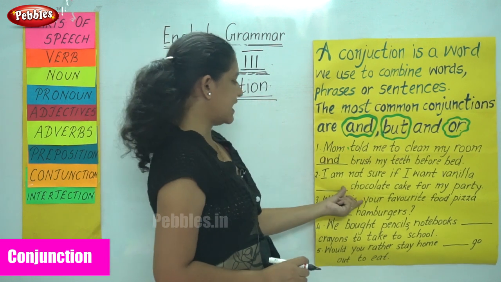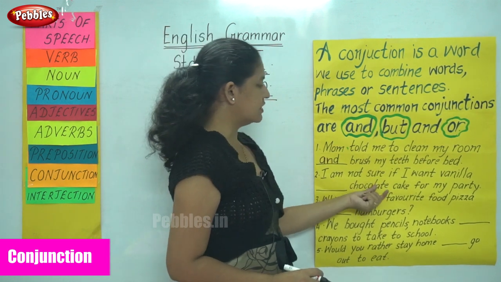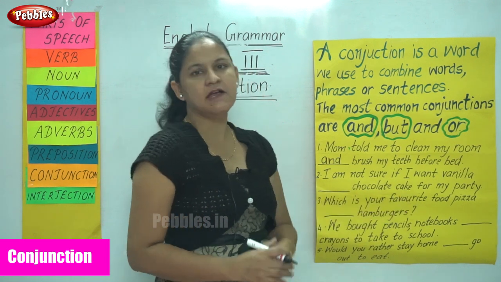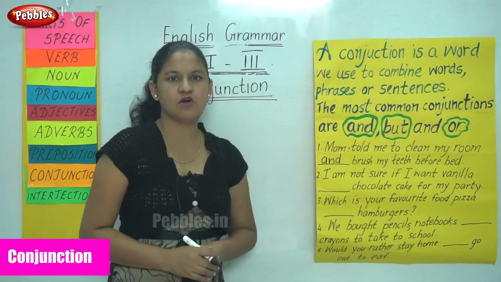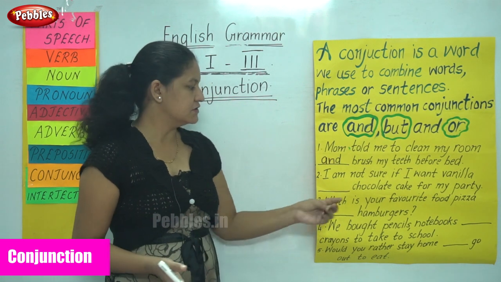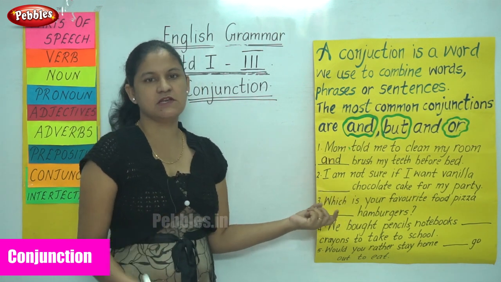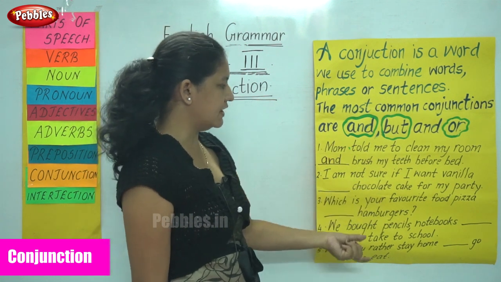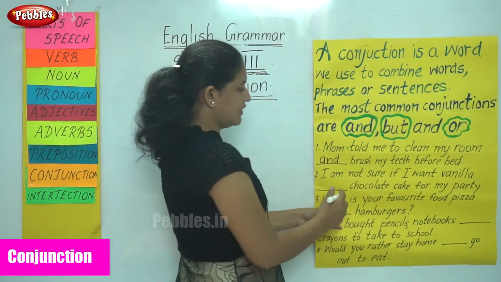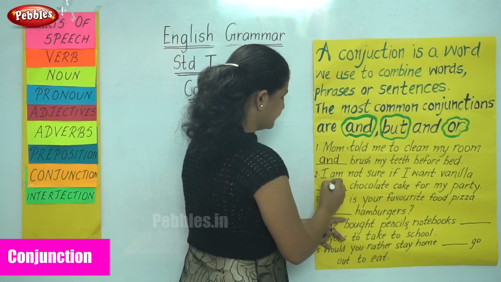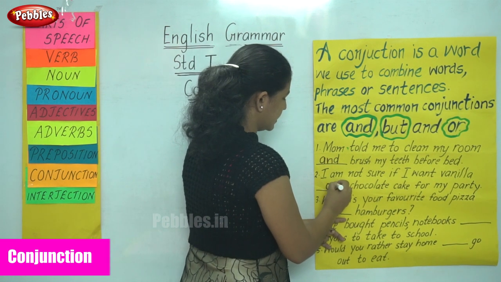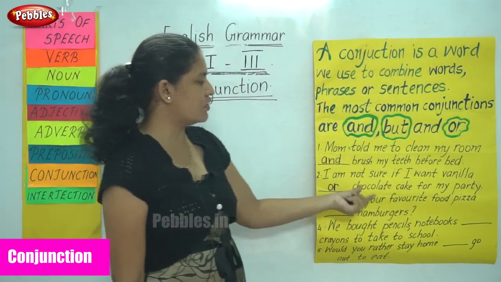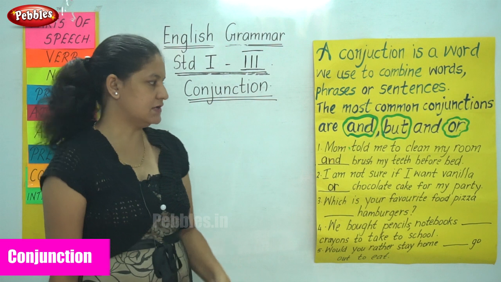The next sentence I have: I am not sure if I want vanilla dash chocolate cake for my party. They're giving us an option, either one. When you're given an option, you use the word or. I am not sure if I want vanilla or chocolate cake for my party. So I add the conjunction or.